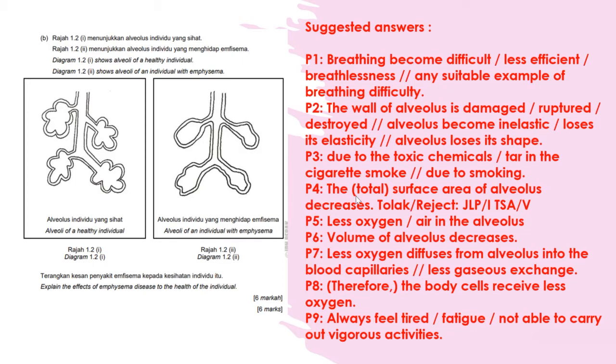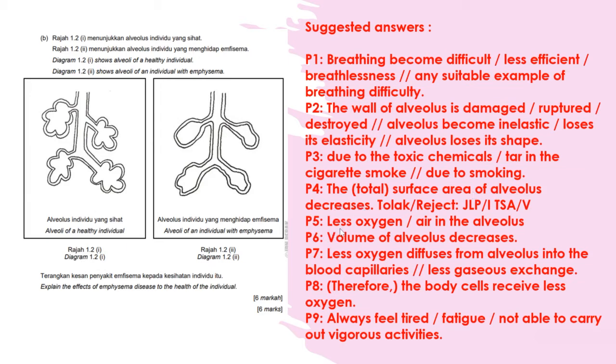And then point number 4, you have to explain how it will cause the breathing difficulty. The total surface area of the alveolus decreases. Why does the surface area of the alveolus decrease? Because the wall of the alveolus is ruptured or damaged, and then the alveolus loses its shape. Make sure you write the surface area of the alveolus. Don't write TSA per V, because total surface area per volume is a different one and it's not suitable here. If you refer to the alveolus, you just mention that the surface area of the alveolus decreases.